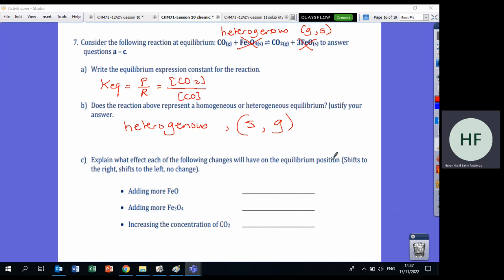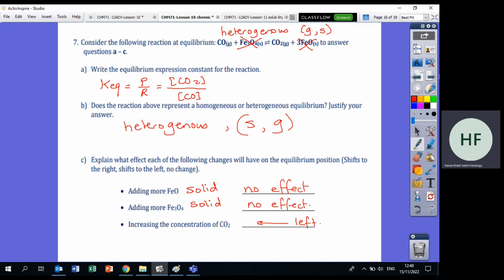Explain what effect each of the following changes will have on the equilibrium position. Adding more FeO. Be careful, FeO is a solid, so we will say it will have no effect. Adding Fe3O4, also it is a solid, so it will have no effect. Increasing the concentration of CO2, this is our uncle's house, they have extra, they will give us, so the reaction will go backward. So if it says shifts to the left, this direction is the left. Right, left. Okay, good.